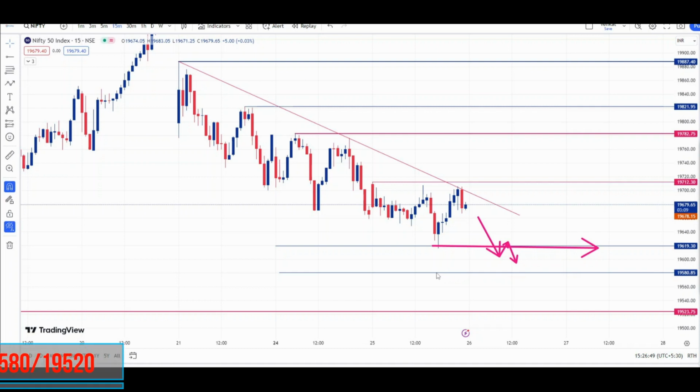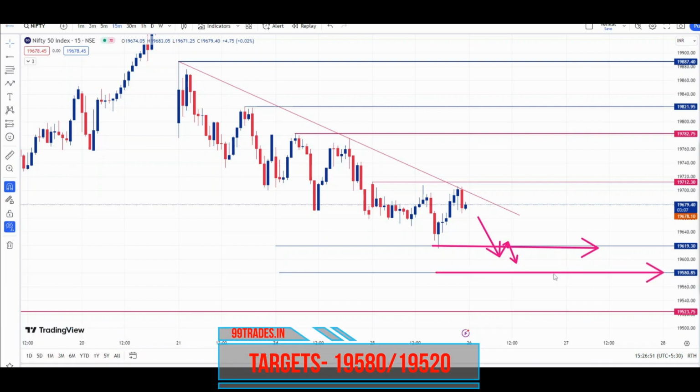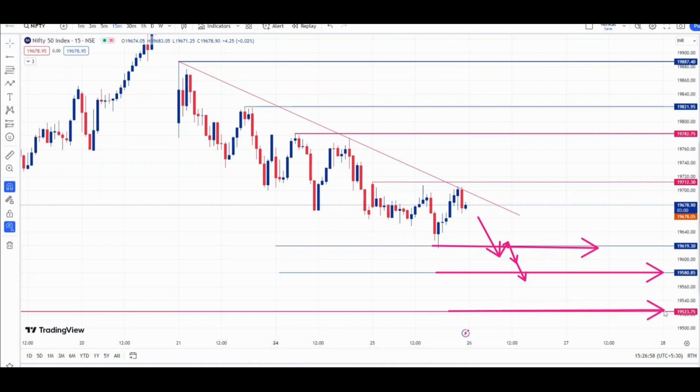The first target will be 19,580, and if at all Nifty sustains below 19,580, then you can trail your stop loss for the target of 19,520. These are the levels for Nifty for tomorrow's trading session.